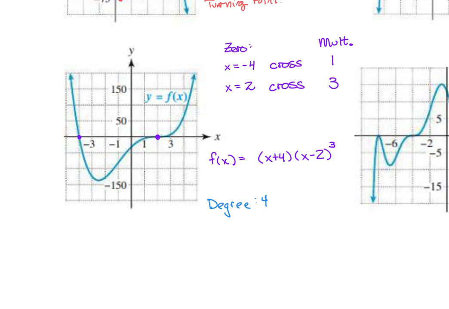And we want an end behavior because our degree is even. When we look at our end behavior, we are going up and up, which means that my leading coefficient is positive. And so we don't need to do anything else with this one. All right, let's go ahead and continue on.